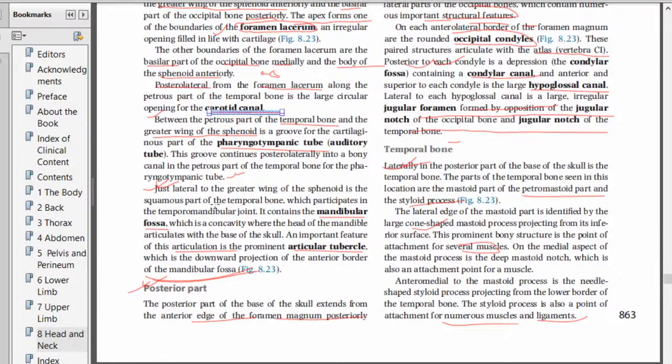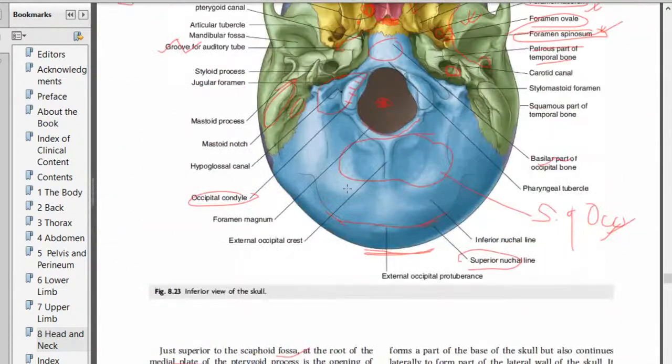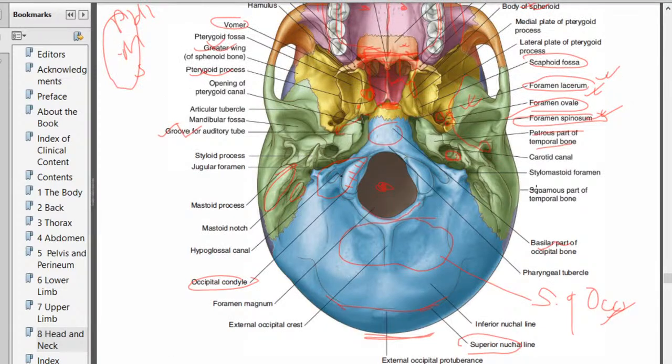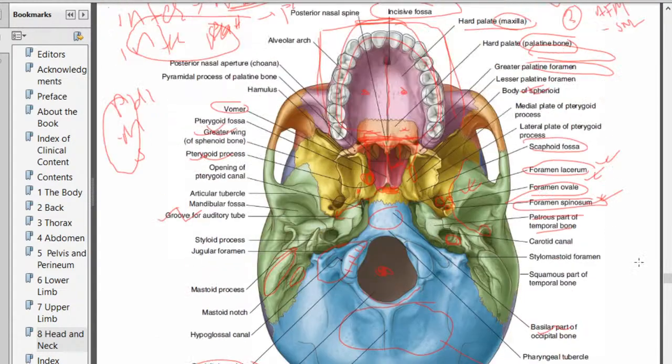So, the mandibular fossa. Just lateral to the greater wing of the sphenoid is the squamous part of the temporal bone, which participates in the temporomandibular joint. It contains the mandibular fossa. Where is the mandibular fossa? Okay, leave it.